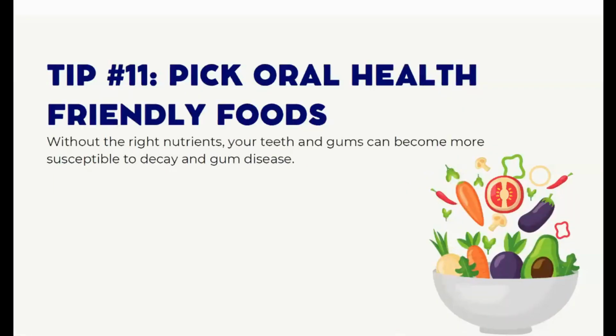And then tip number 11, picking oral health friendly foods. Without the right nutrients, your teeth and gums can be more susceptible to decay and gum disease. Some suggestions for oral health friendly foods are crisp vegetables and fruits, like apples, carrots, and celery. Cheese is a very oral health friendly food, as are nuts and yogurt.